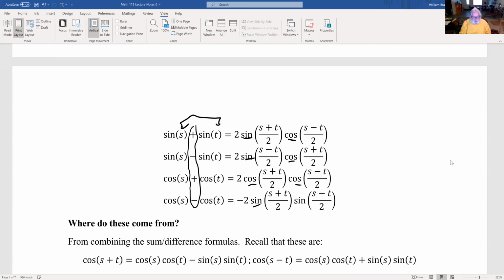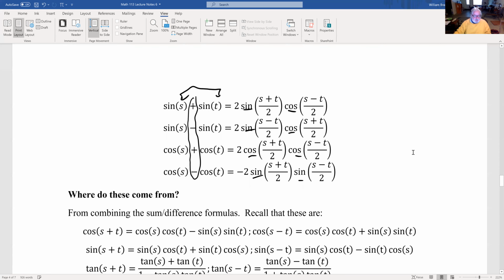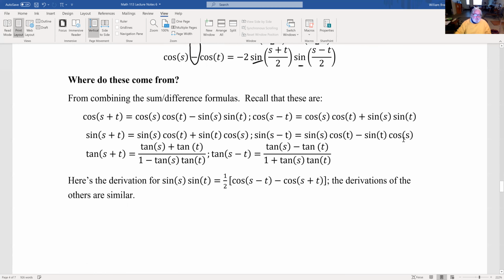And these are useful in various places. So it's good for you to see them. Where do these come from? They come from the sum difference formulas, right? So these are all the sum difference formulas. There's 6 of them, and I'm just going to put boundaries here so it's clear.